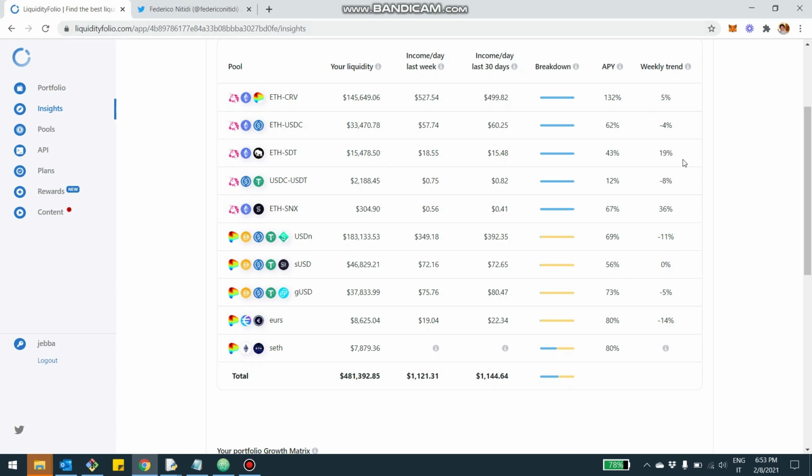And the last column is really the weekly trend, which is just a ratio between these two values, the income in the last week and in the past 30 days, to see whether this income has been accelerating, trending up, trending down, and so on.